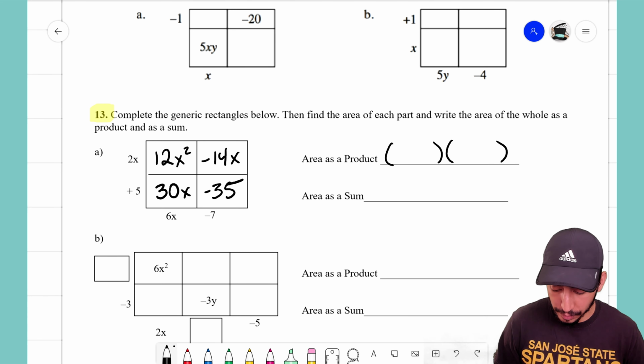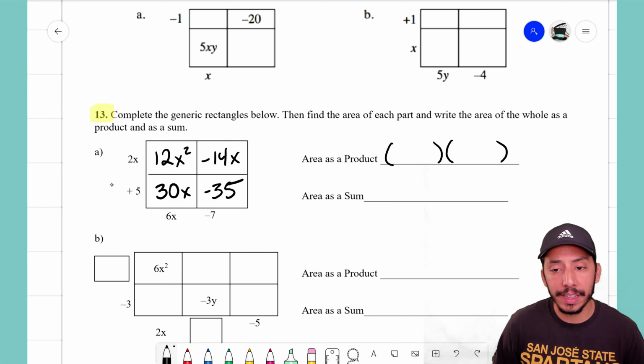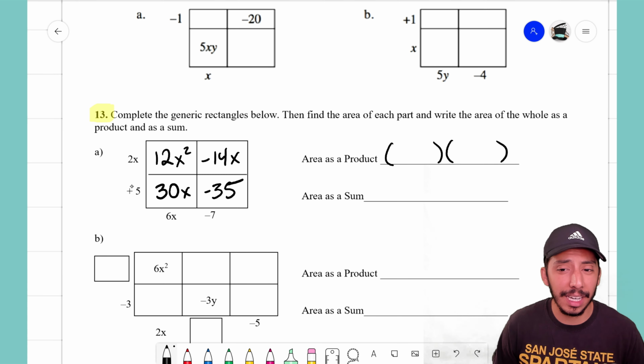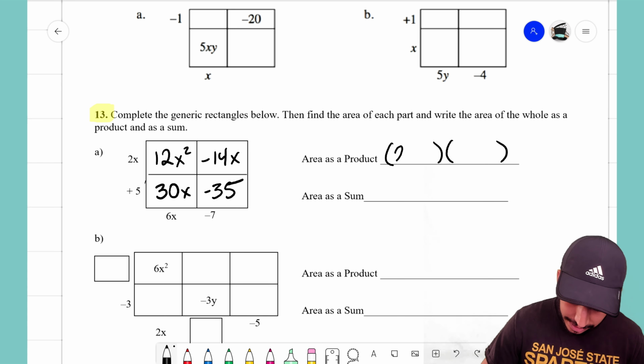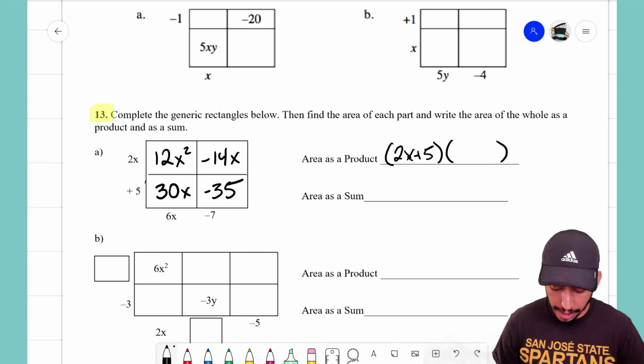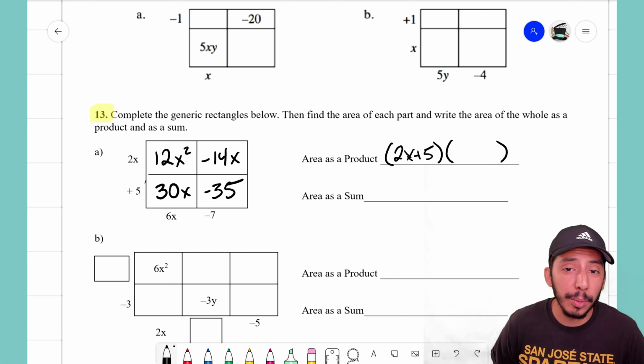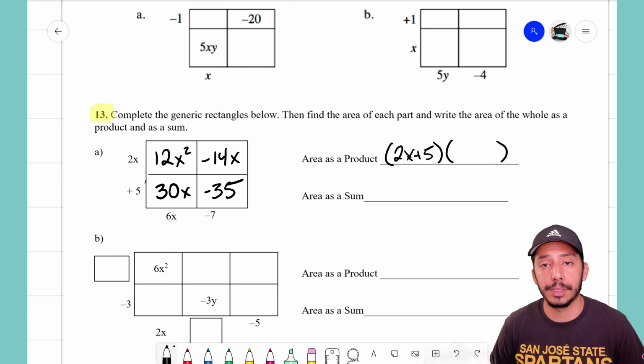Inside the parentheses. Am I writing the stuff inside or am I writing the stuff that's outside the generic rectangle? Christian's saying that he thinks it's the outside. I absolutely agree. Please remember that product uses the sides of your generic rectangle. So I'm going to write that side here. That is 2x plus 5. If you wanted to, you could write 5 plus 2x, but we normally write the x term first.